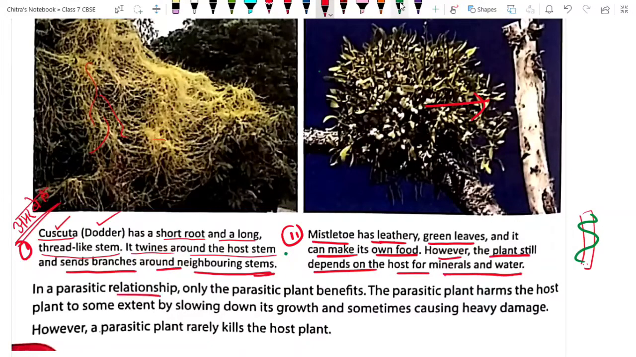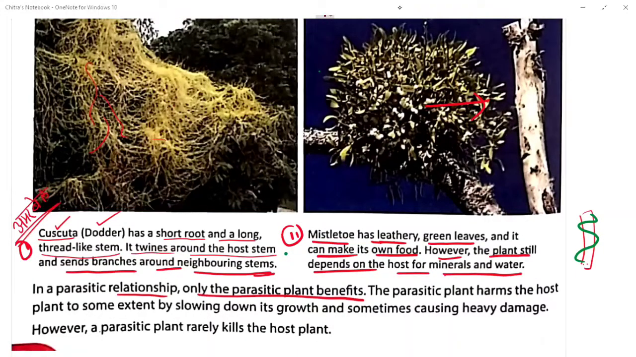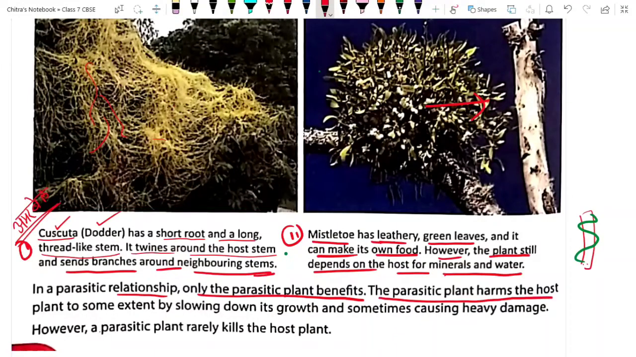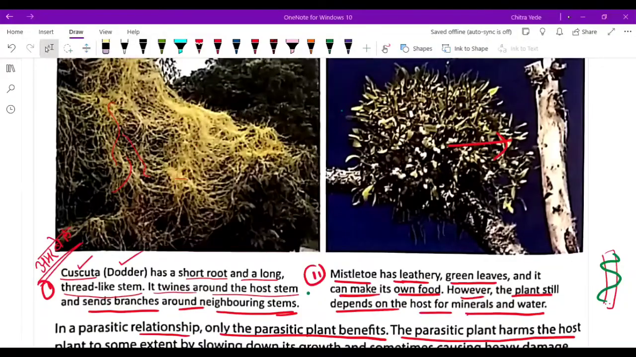So in a parasitic relationship, only the parasitic plant gets a benefit. That means they harm the host plant, because they absorb nutrition from the host plant, so only the parasitic plant benefits and the host plant is harmed. The parasitic plant harms the host plant to some extent by slowing down its growth, sometimes causing heavy damage. However, the parasitic plant rarely kills the host plant. By absorbing most of the nutrition, it may kill the host plant also. Okay, this is all about parasitic nutrition. If you have any doubt, you may ask the question now, beta.